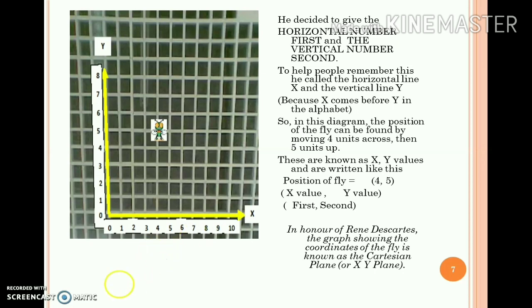Then he decided to give the horizontal number first and the vertical number second. To help people remember this, he called the horizontal line the x-axis and the vertical line the y-axis, because x comes before y in the alphabet. So in this diagram, the position of the fly can be found by moving 4 units across and then 5 units up. These are known as x, y values and are written like this: position of fly in brackets 4, 5.